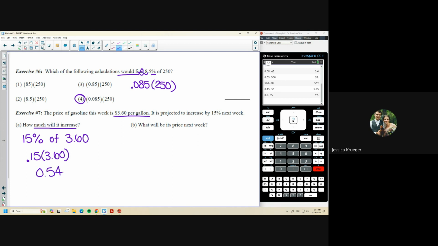What will its price next week be? So since it's increasing, it would be 360 plus 54 cents. And altogether, that would give me $4.14.